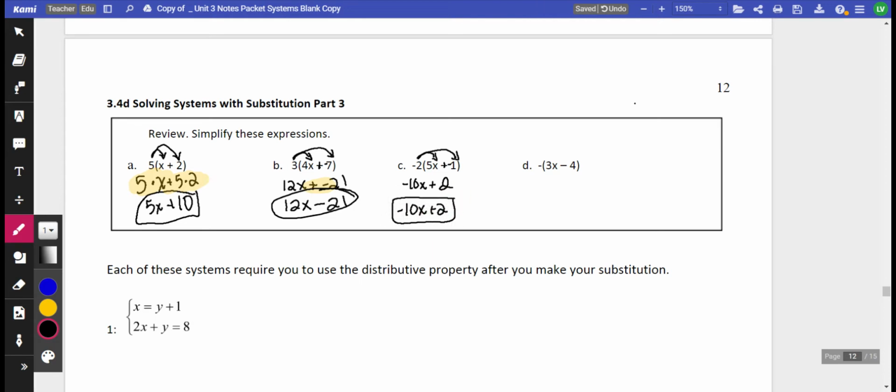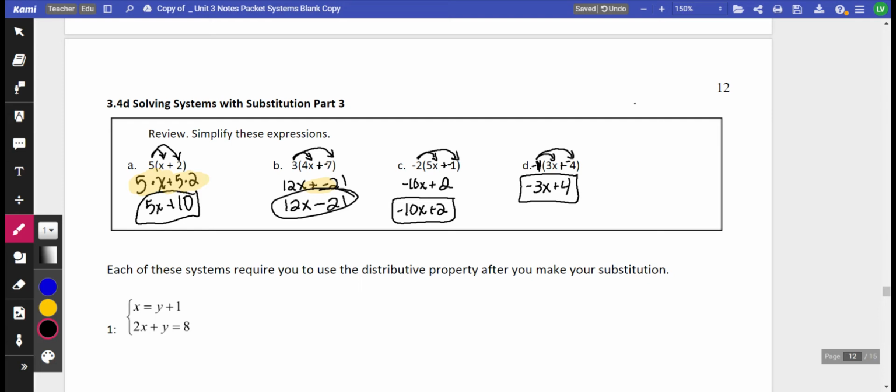Letter D, negative times quantity 3x minus 4. Well, there's subtraction, so I'm going to add and make it a negative 1. And there's a negative out in front, but I'm actually going to put an imaginary 1 in between the parenthesis and the negative, so that becomes a negative 1. So I'm going to distribute a negative 1 to the 3x and to the negative 4. Negative 1 times 3x is negative 3x, plus negative 1 times negative 4 is 4. My final answer is negative 3x plus 4.